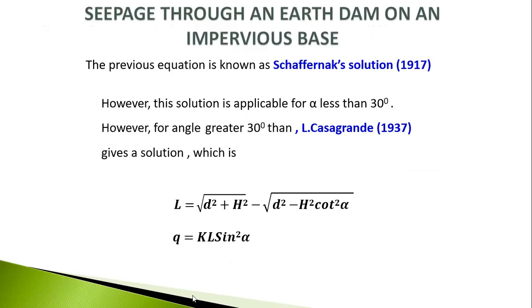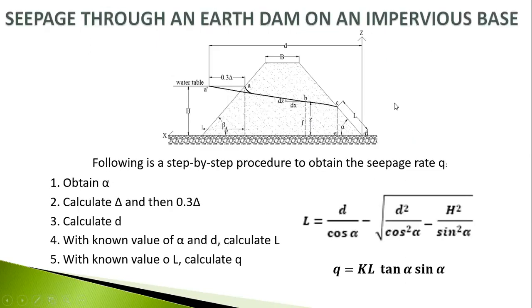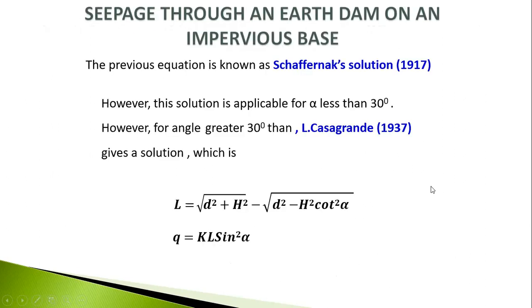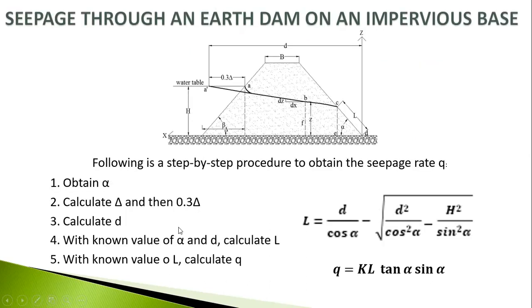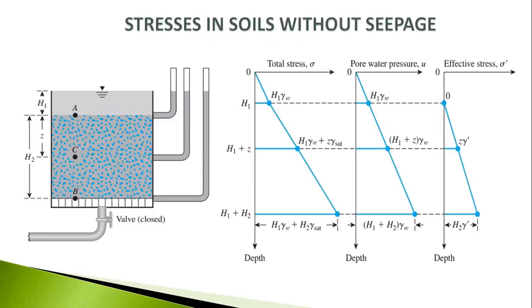If alpha is less than 30 degrees, then we will use this equation, the Schaffernak solution. When alpha is greater than 30 degrees, then we have to use the Casagrande equation, that is L equals this one. We will put this value of L there and finally find the seepage rate. So these are the equations for the seepage rate, how much seepage will be obtained.